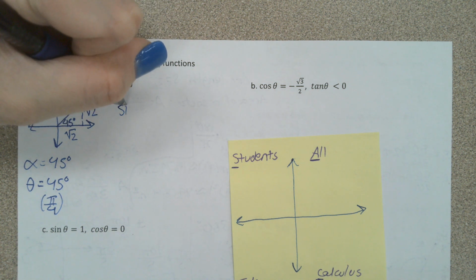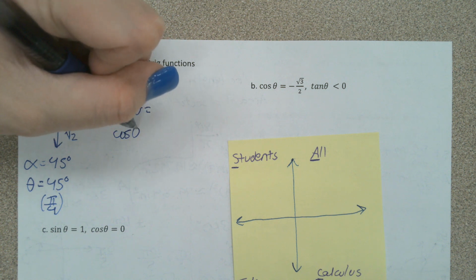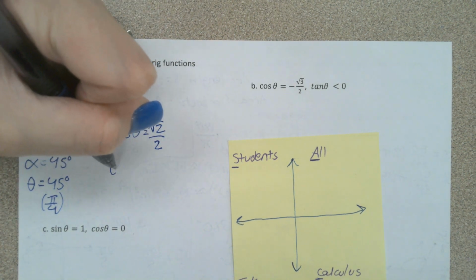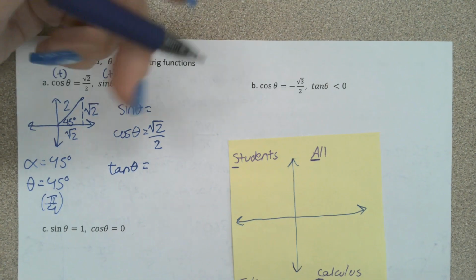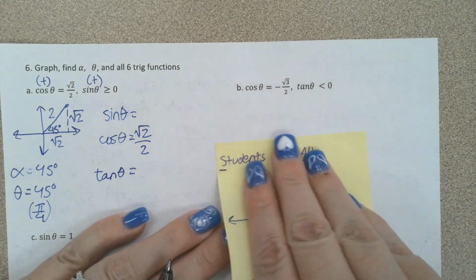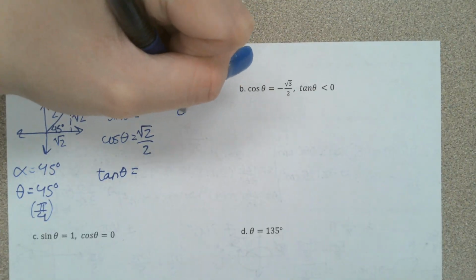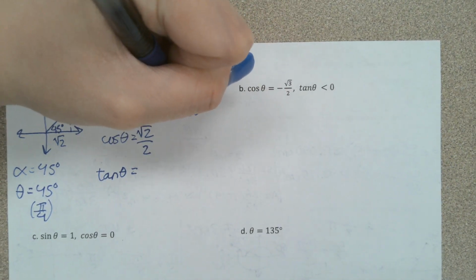So we need to find sine of theta. Cosine of theta is already given. It's rad 2 over 2. Tangent of theta, and then all of the reciprocals. So we have cosecant of theta. No. Yes, I said it correctly. I wrote it wrong.